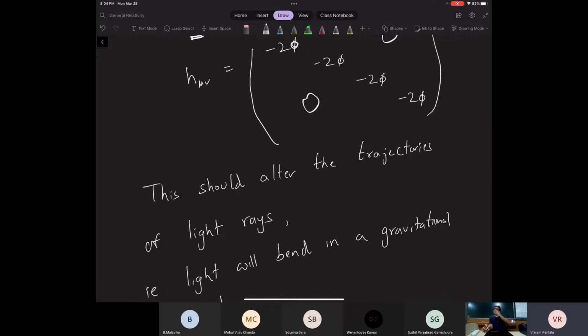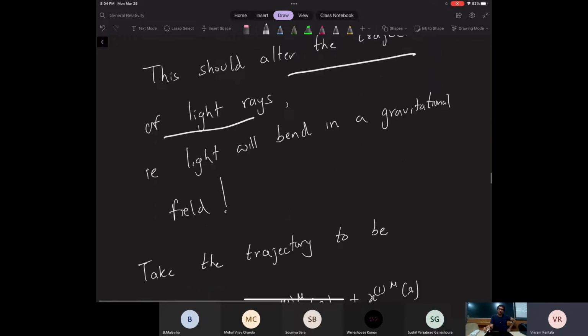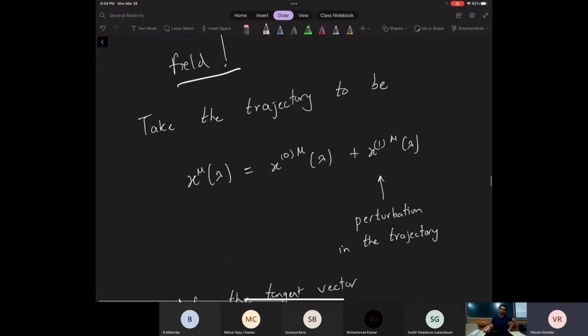Now since the metric is different, you would expect that this would alter the trajectories of light rays. In other words, light will bend in a gravitational field. Even light gets deflected, because really this has nothing to do with the mass of the particle. The fact that it's following a geodesic is sufficient to ensure bending in the coordinate system t, x, y, z that we were using.